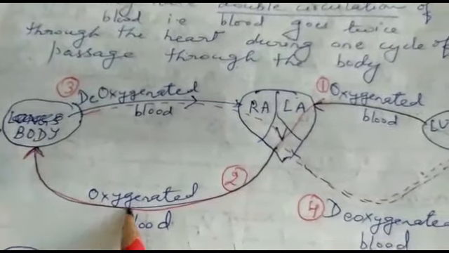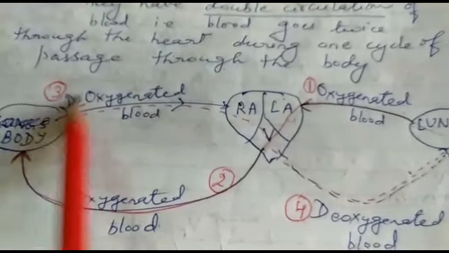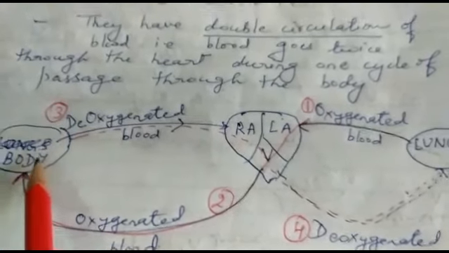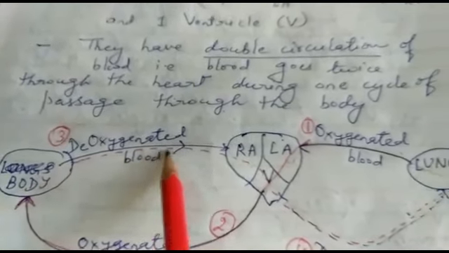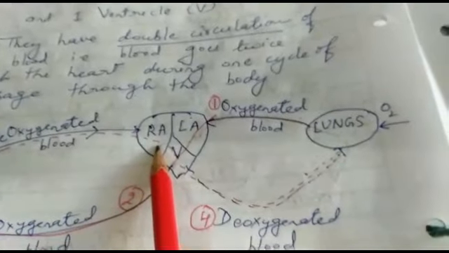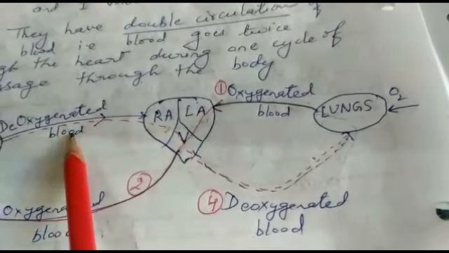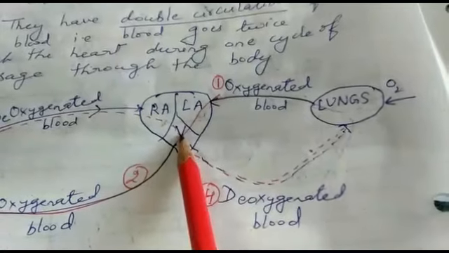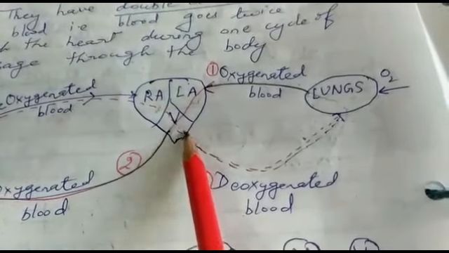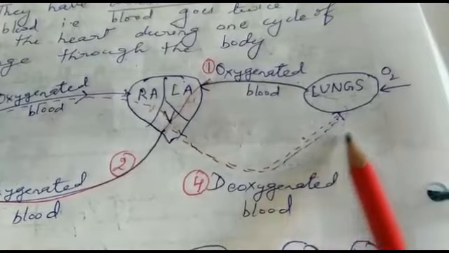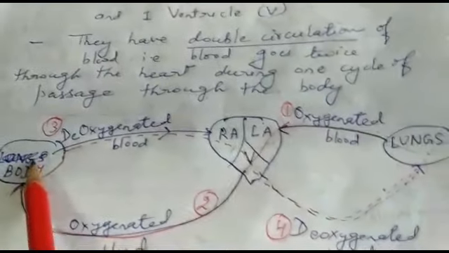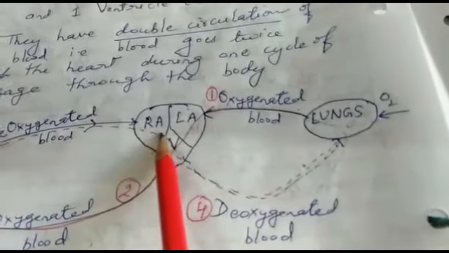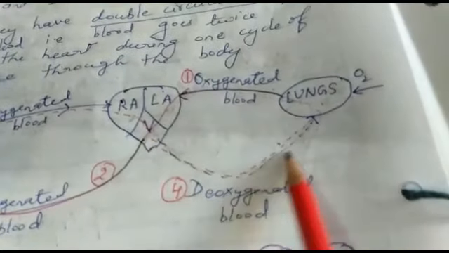Body cells will use this oxygen and will give out carbon dioxide after various cellular activities, making the blood deoxygenated. Now this deoxygenated blood will again come to the right auricle. The right auricle will receive deoxygenated blood and will pump it to the ventricle, and the ventricle will further pump this deoxygenated blood to the lungs for purification. So this is the second circulation of blood, of deoxygenated blood from body cells to right auricle, then to ventricle, and then to the lungs.